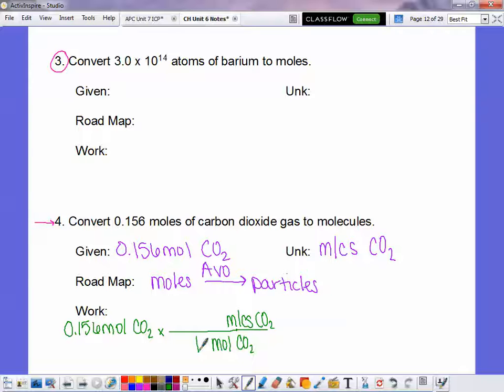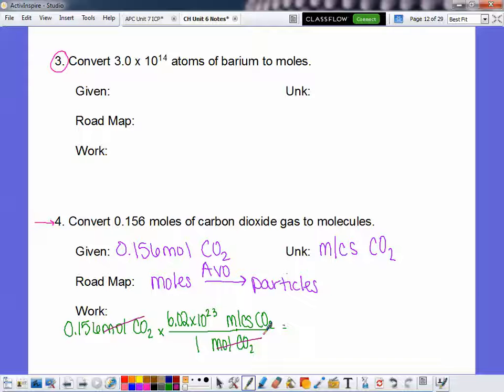Avogadro's number, which is 6.02 times 10 to the 23rd. Okay? And mole CO2 cancel, we're going to be left with molecules. How many sig figs are we going to have in our answer? 3 sig figs, because 0.156 has 3 sig figs.